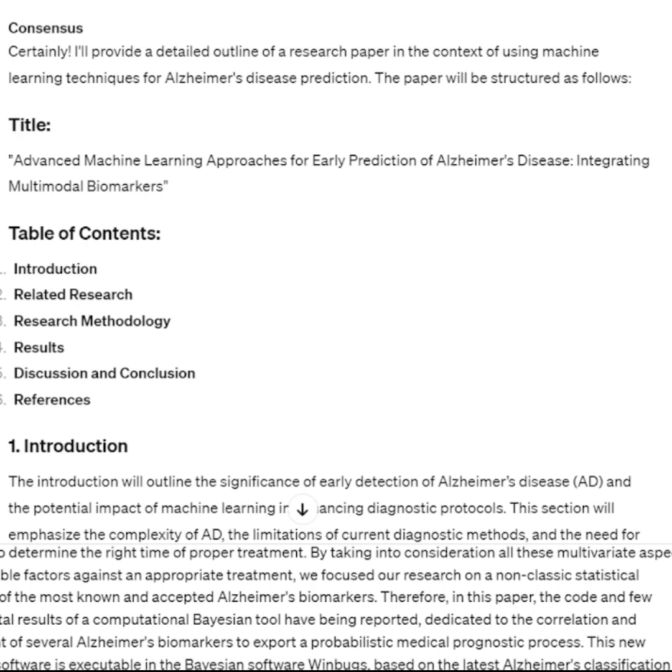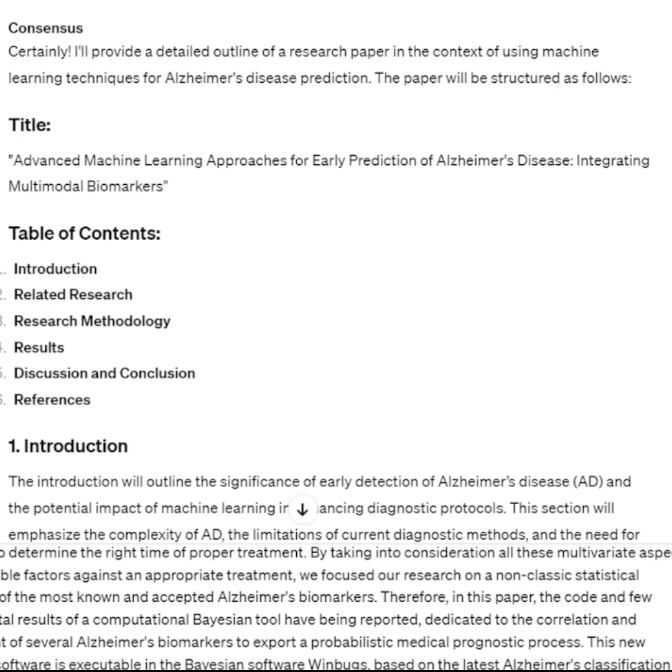6. References. 1. Introduction. The introduction will outline the significance of early detection of Alzheimer's disease, AD, and the potential impact of machine learning in enhancing diagnostic protocols. This section will emphasize the complexity of AD, the limitations of current diagnostic methods, and the need for innovative approaches that leverage technology and big data.